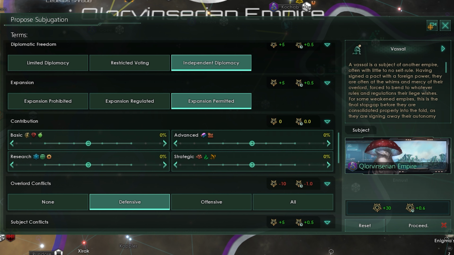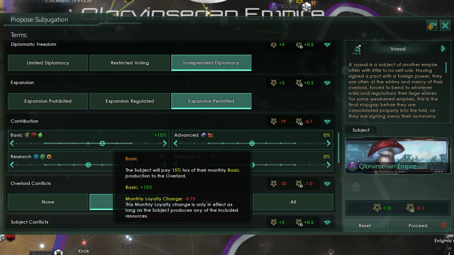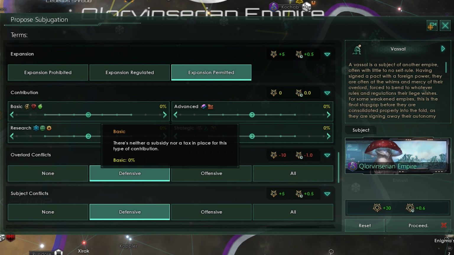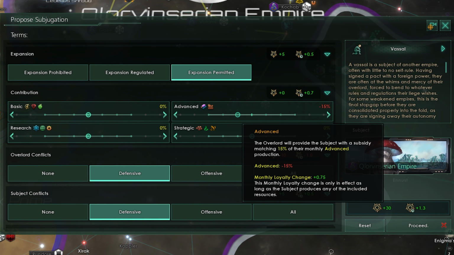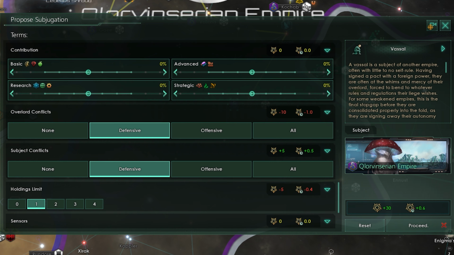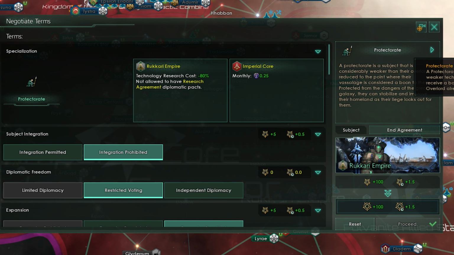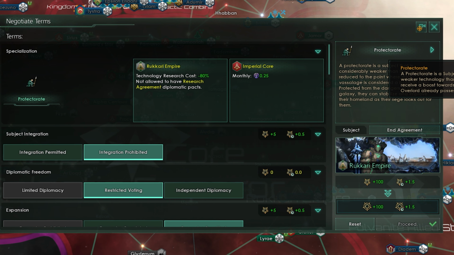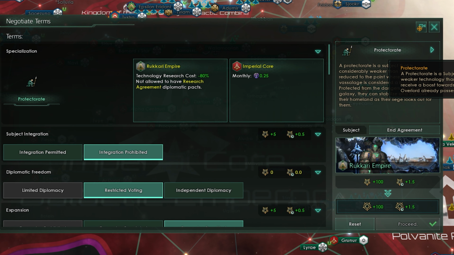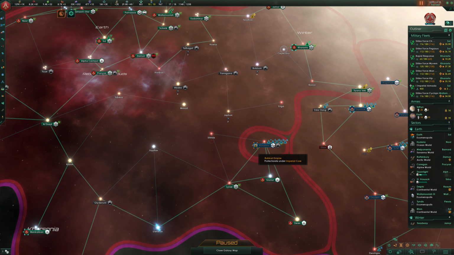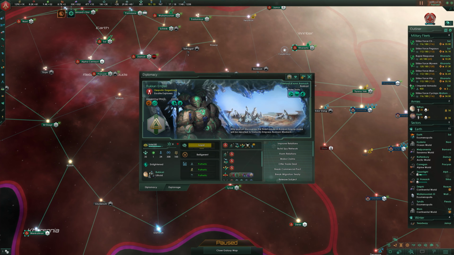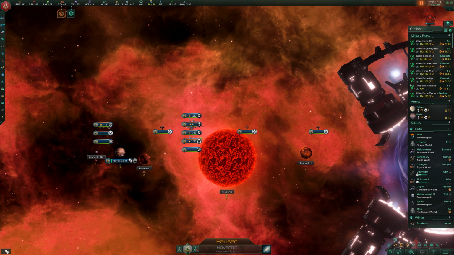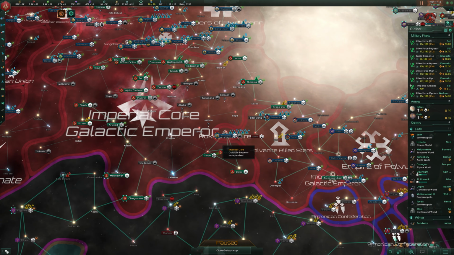Vassals can be further restricted, be it denying them the ability to claim neutral territory, forcing them to join in the Overlord's wars, constructing holdings within their territory, or even integrating them into your direct control. A protectorate is a very weak, often technologically inferior vassal, unable to pay more than 45% in basic resource taxes. Usually enlightened primitives will become protectorates, and can switch into vassals after enough technological development.